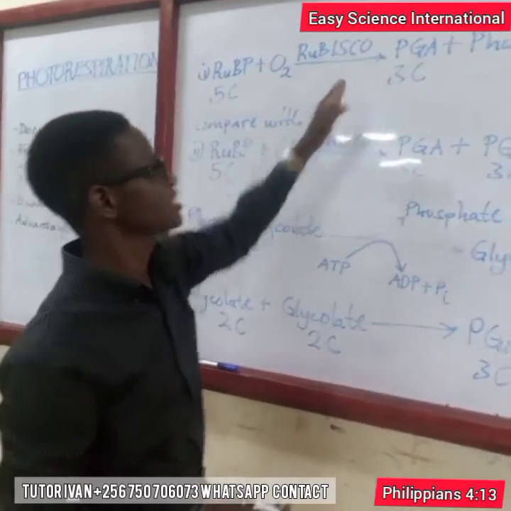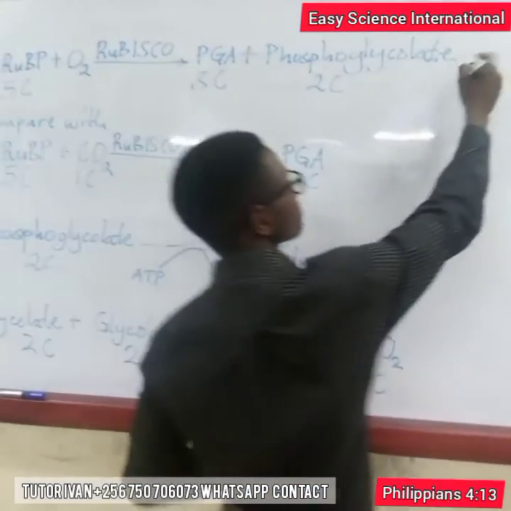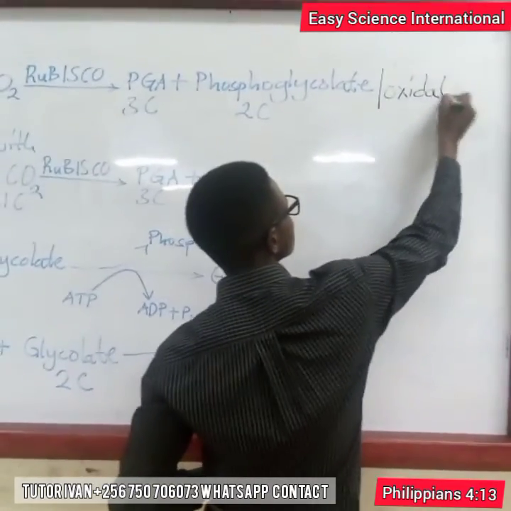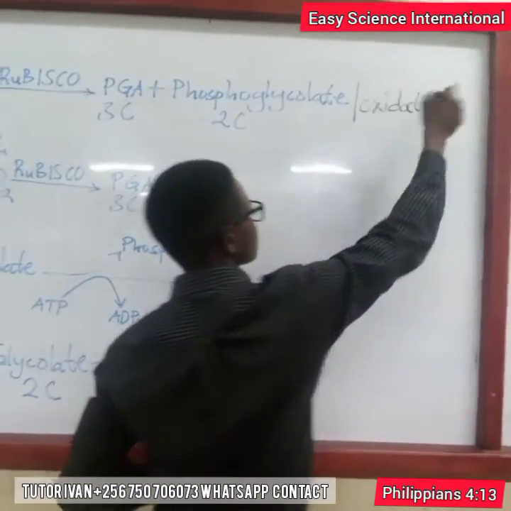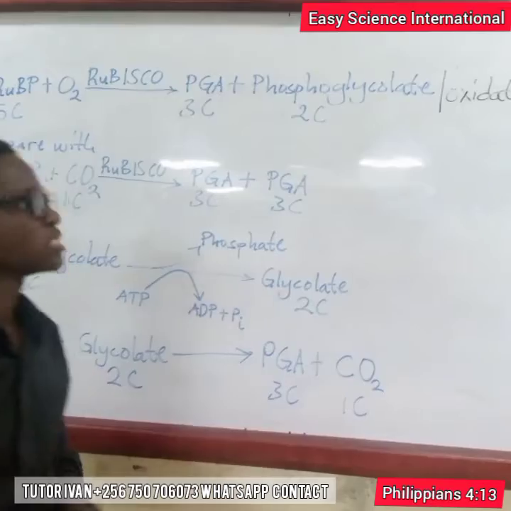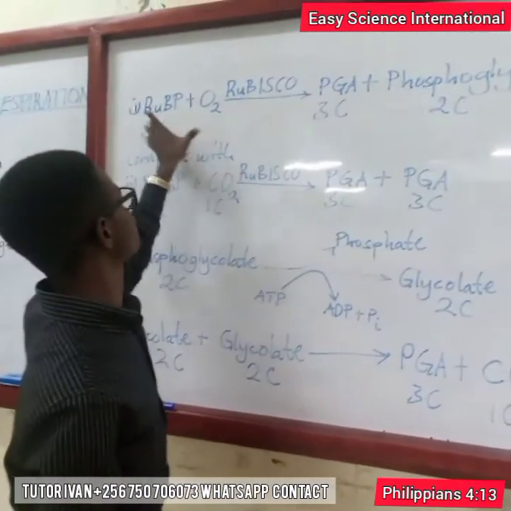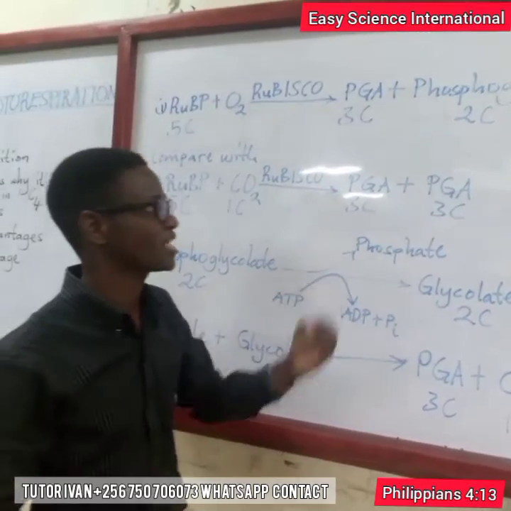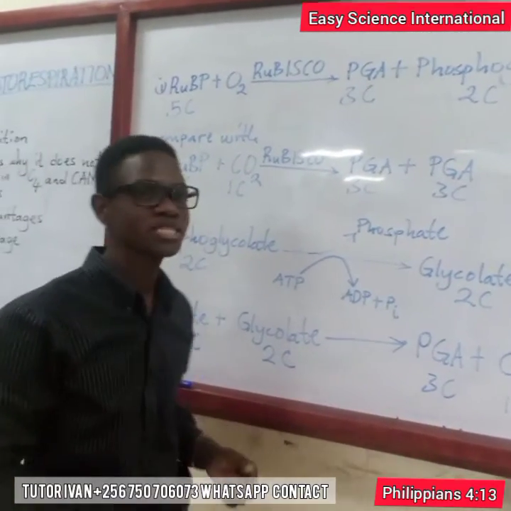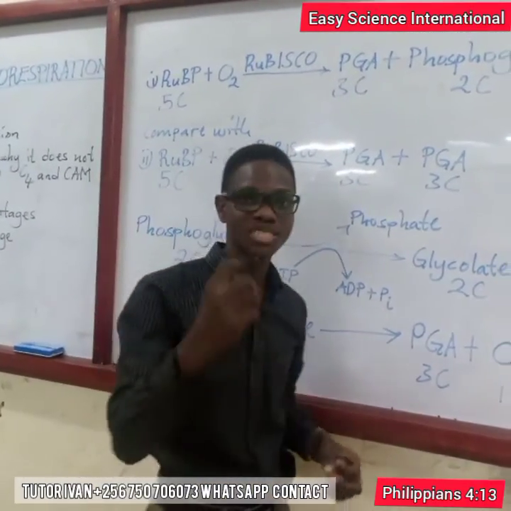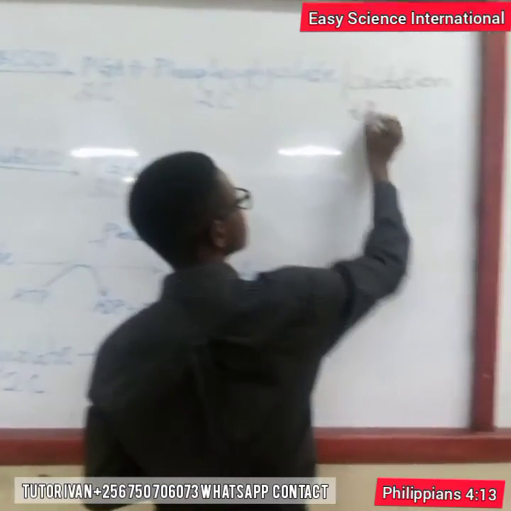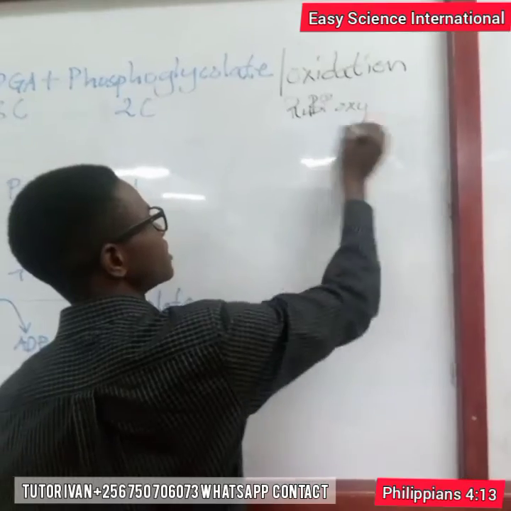Now, the first equation and this process is known as oxidation, because RuBP accepts oxygen, a reaction catalyzed by an enzyme known as RuBP oxygenase.